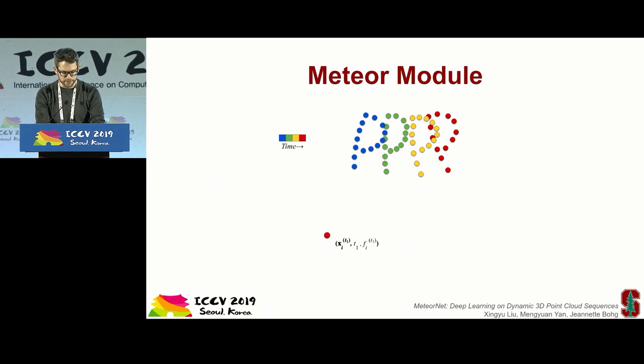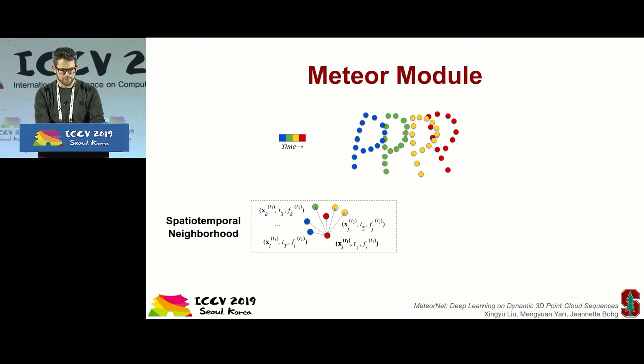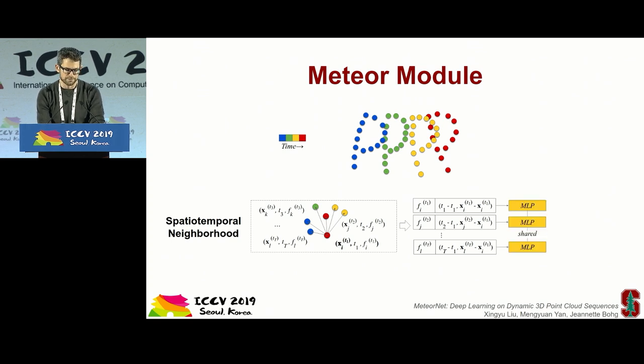For each point in the point cloud sequence, for example, this point I, we find its neighboring points in the dashed box. Within the neighborhood, we concatenate the feature vector of each point and their relative spatiotemporal location to point I into a long vector. Then we send all these long vectors into shared neural networks. The results obtained after element-wise max pooling will be the updated feature of point I.